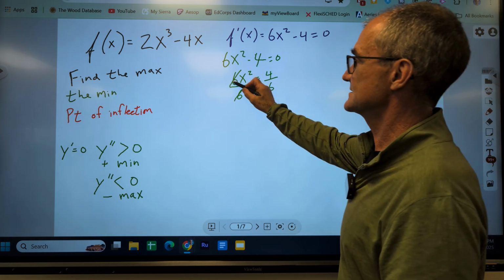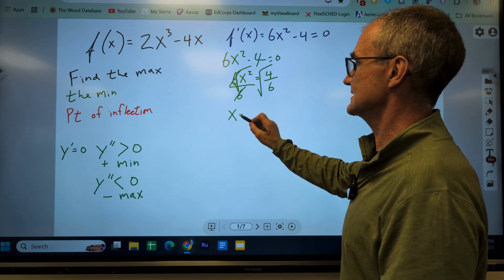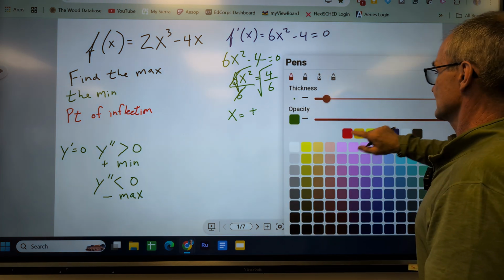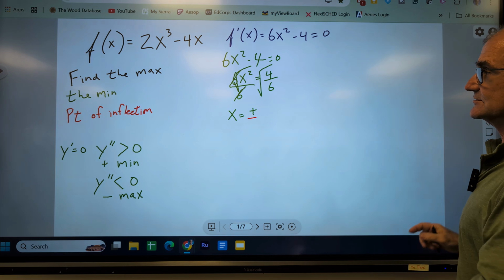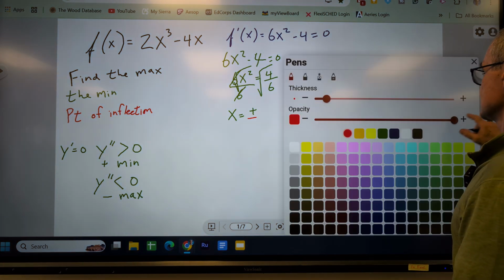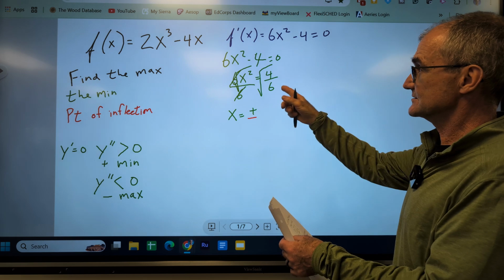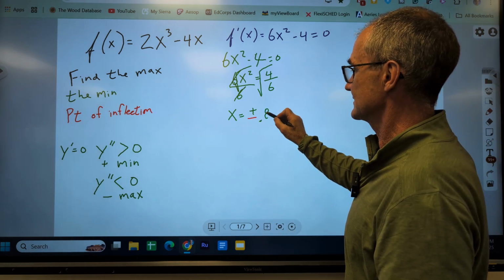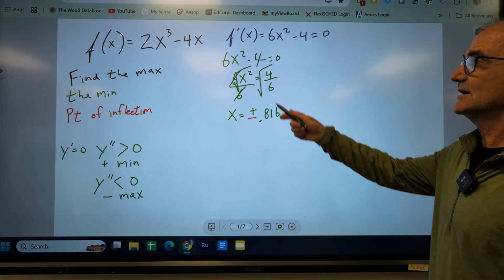I'm going to take the square root of both sides. And x is going to equal plus or minus the square root of 2/3, or square root of 4 over 6. So I'm going to have two solutions here. I enter the square root of 2/3 on my calculator, and I get 0.816. That's going to give me an x value on my graph.